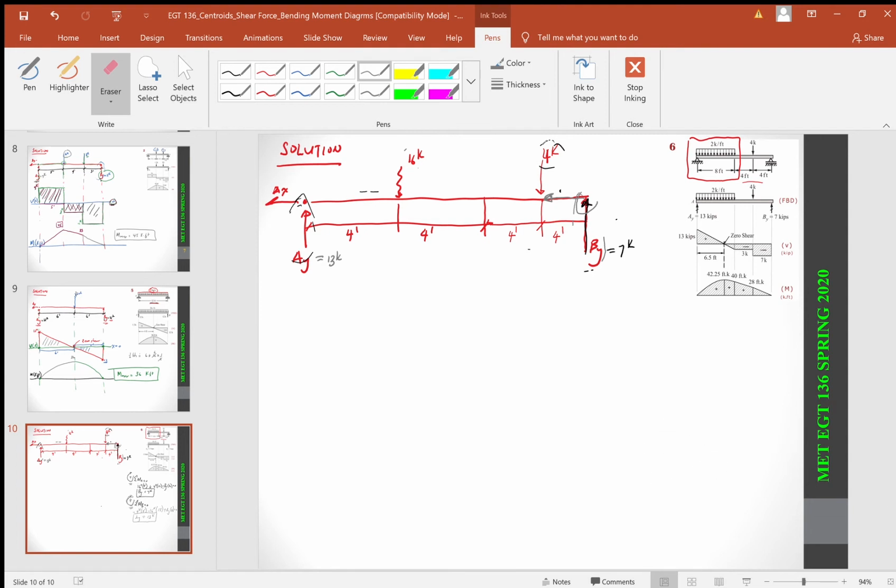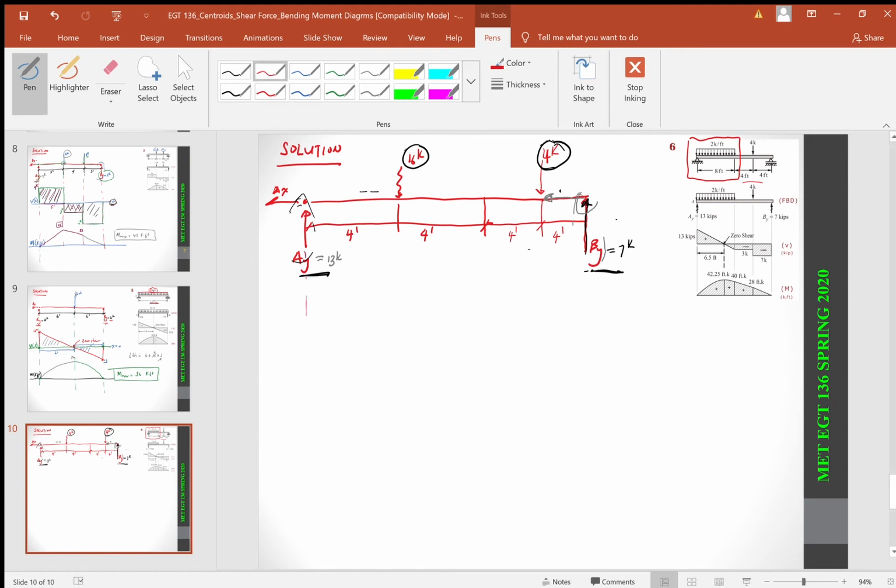Now that we've done that, we found our support reactions. You can test them. These forces, AY and BY, are going up. 13 plus 7 is 20, and I have 4 and 16 coming down. They cancel each other out. So that's how you know that your answers are correct.